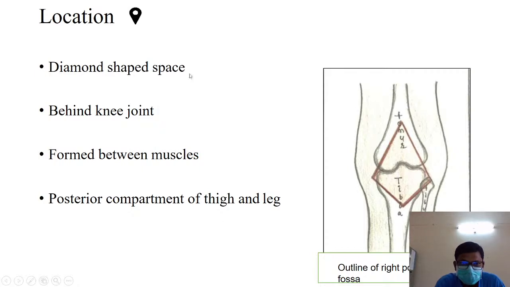This is a diamond shaped space. The outlined space is the diamond shaped space which is present between the femur and the lower bones of the leg, called the tibia and fibula. This larger one underneath is the tibia, and this one is the fibula. So this popliteal fossa is a diamond shaped structure seen over the posterior surface of, or behind, the knee joint. And this popliteal fossa is basically formed between the muscles.